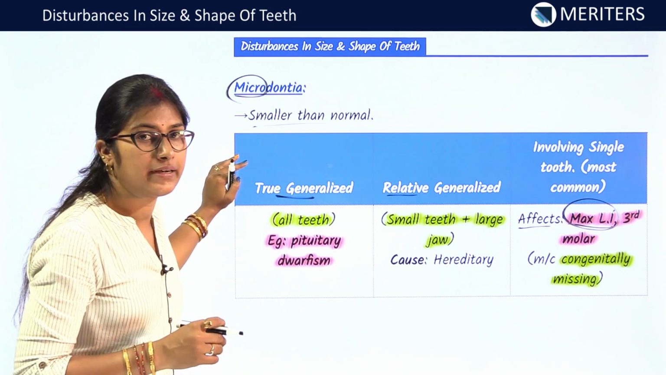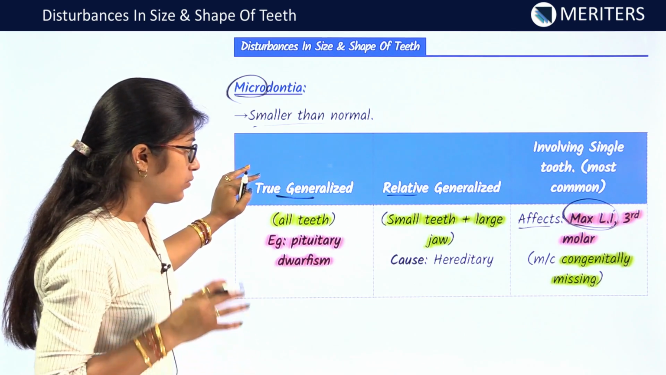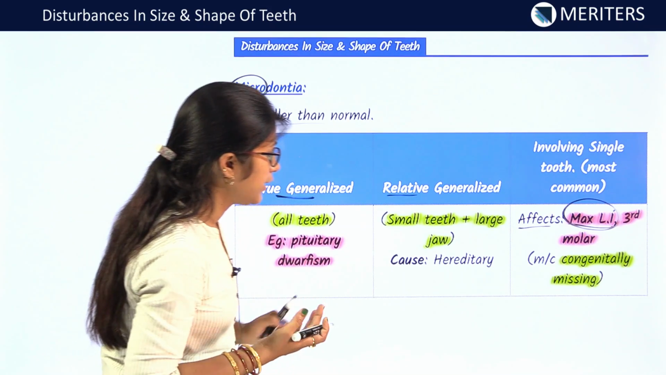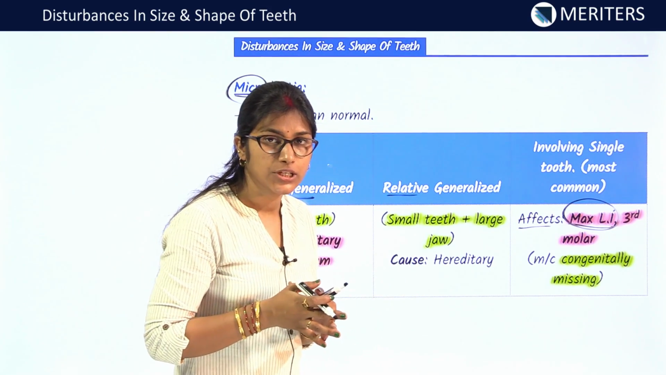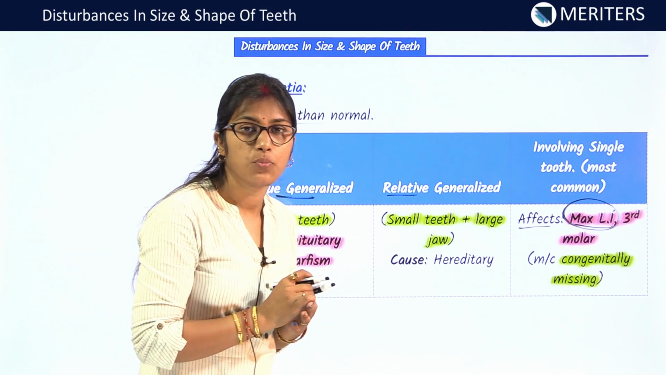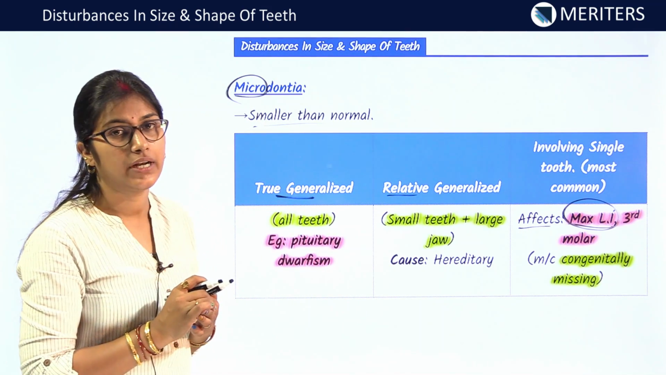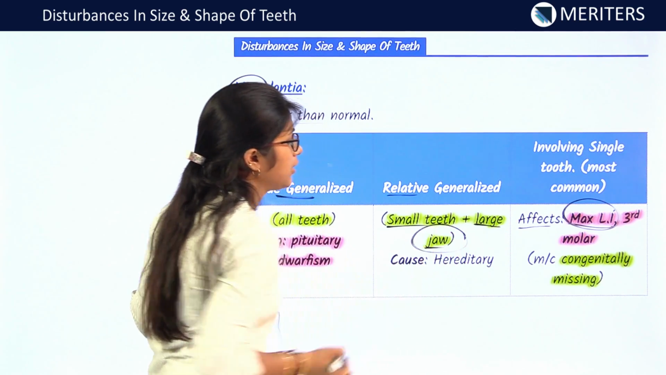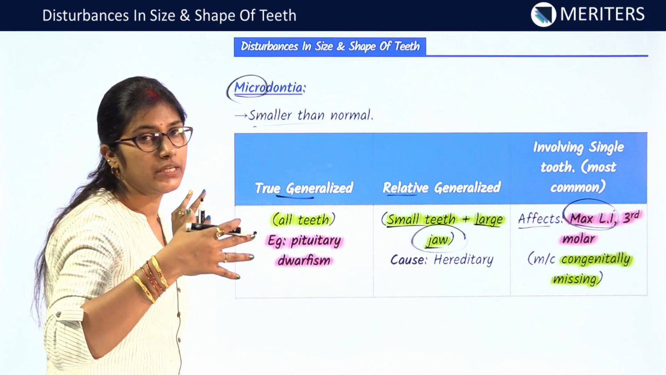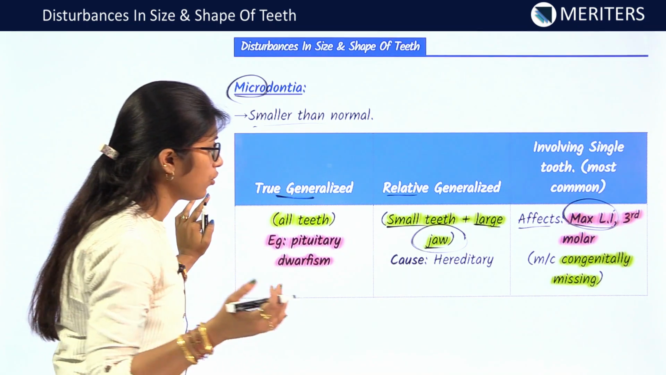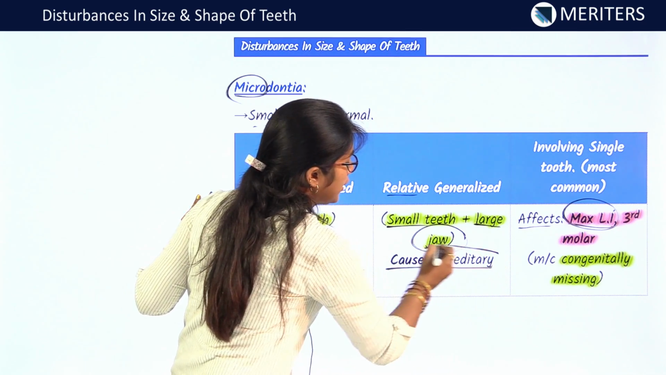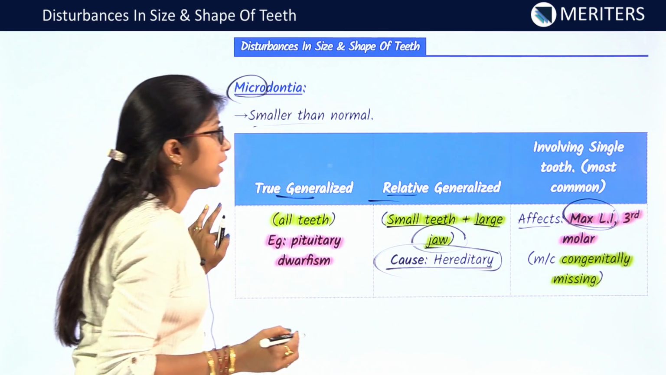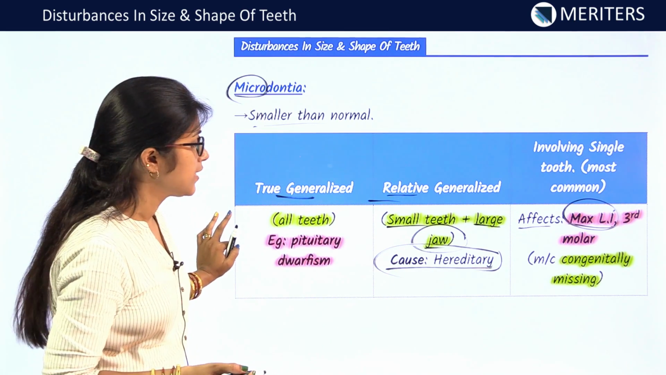Now we'll see true generalized and relative generalized. See what is the meaning of relative and what is the meaning of true. Relative means the jaws are comparatively larger and the teeth appear relatively smaller. That condition is known as relative generalized. The teeth appear smaller than the jaw in proportion. The cause of relative generalized microdontia is hereditary, and you should know this.